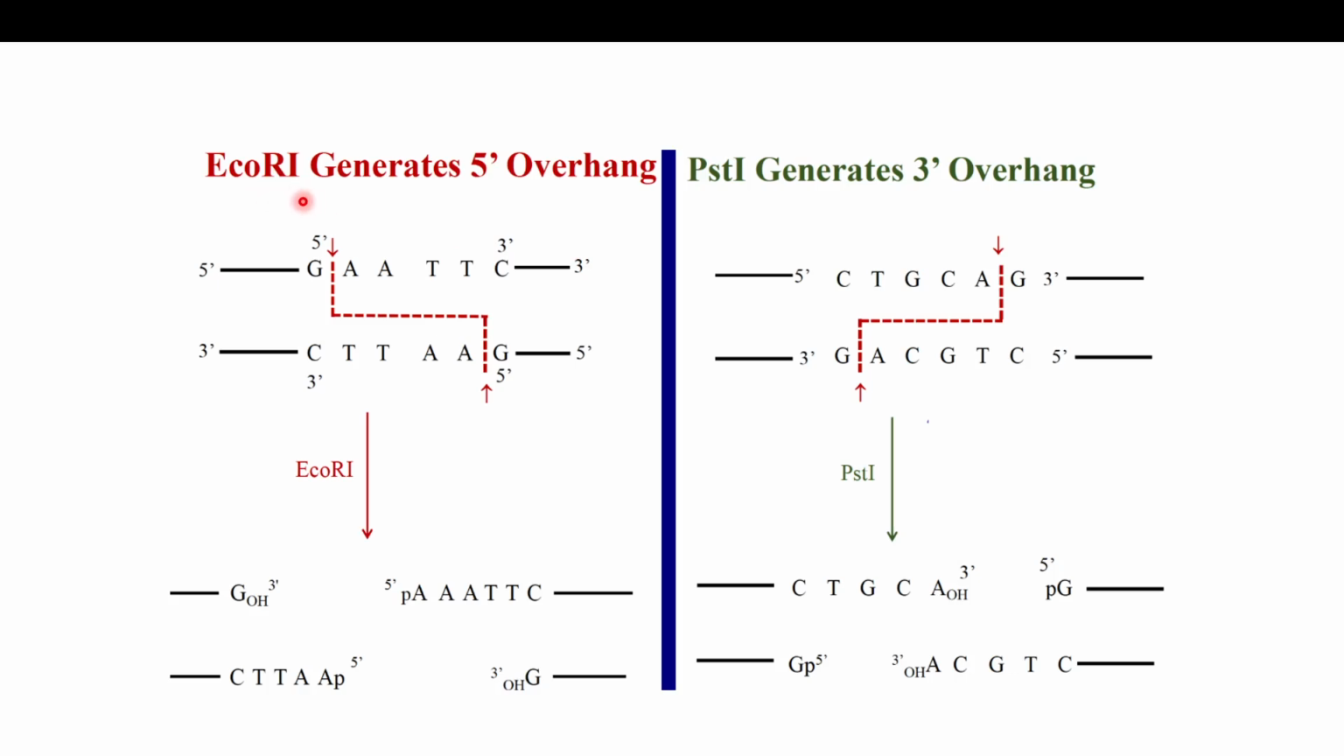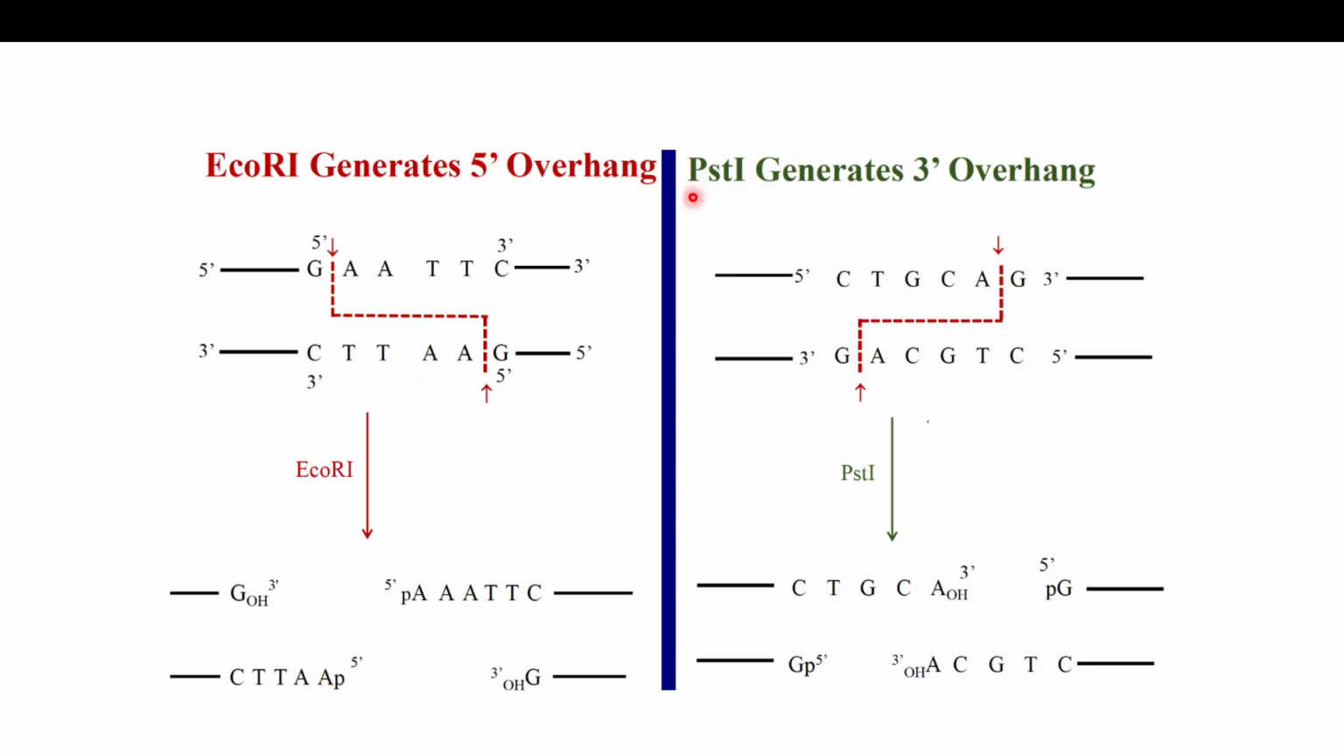Suppose EcoR1, that we looked at in the previous examples also, recognizes this particular recognition sequence, GAATTC, and cleaves between the G and A nucleotides on both the strands. So it creates 5 prime overhangs, if you see here, or 3 prime recessed ends. Okay, EcoR1 creates 5 prime overhangs or 5 prime protruding ends of double stranded DNA after its action.